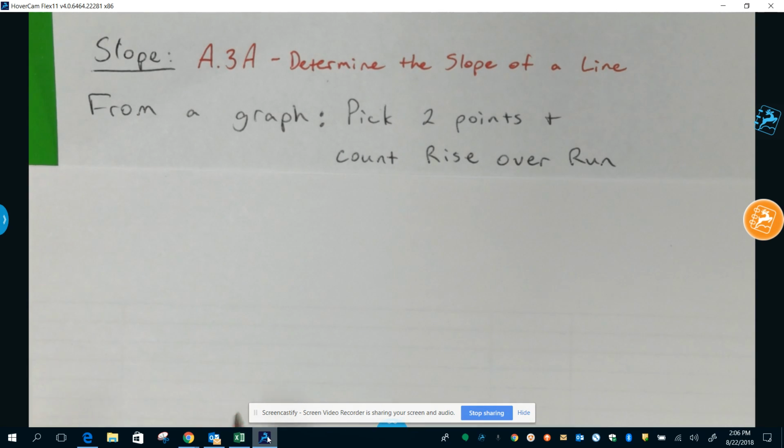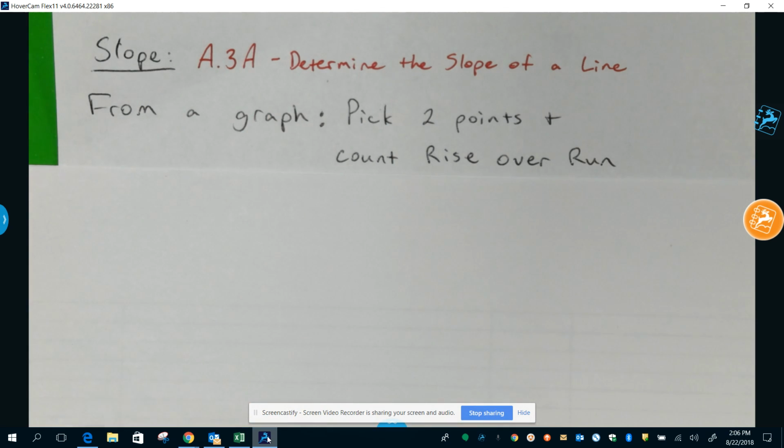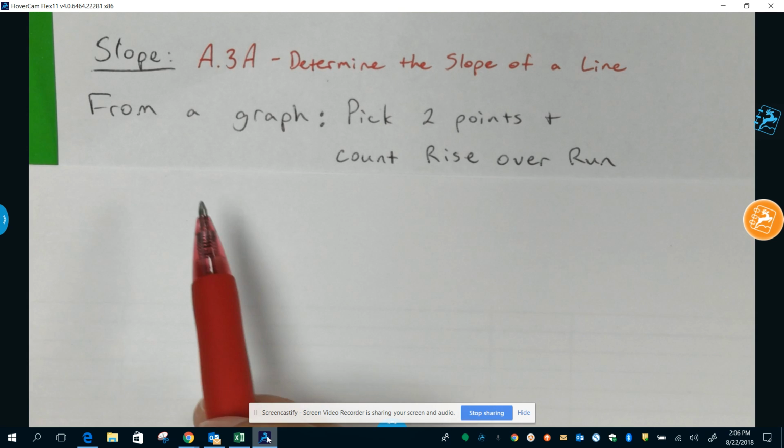All right, today's lesson we are talking about slope. The TEKS for slope are A.3a, determining the slope of a line. Okay, so we're going to be finding the slope of a line a few different ways. The first way is if they're given a graph.